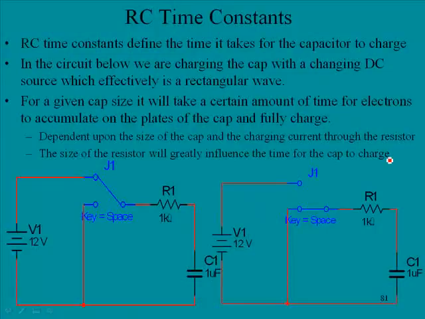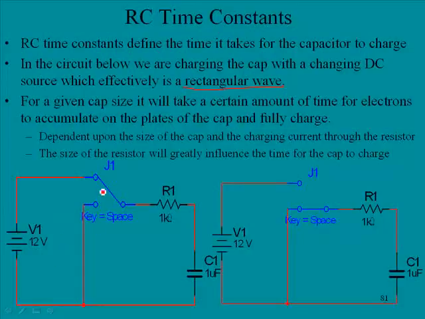RC time constants. RC time constants define the time it takes for a capacitor to charge. In the circuit below, we are charging the cap with a changing DC source, which effectively is a rectangular wave. And so here we have a circuit. We're applying a 12-volt DC source. Notice, not sinusoidal. And here we have a switch.